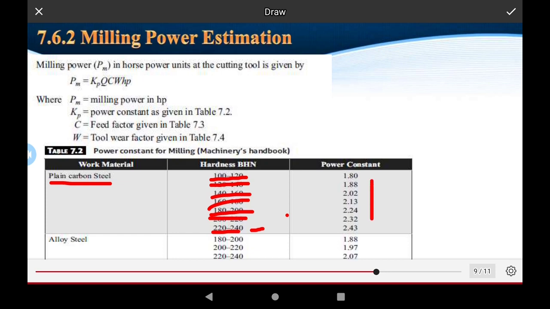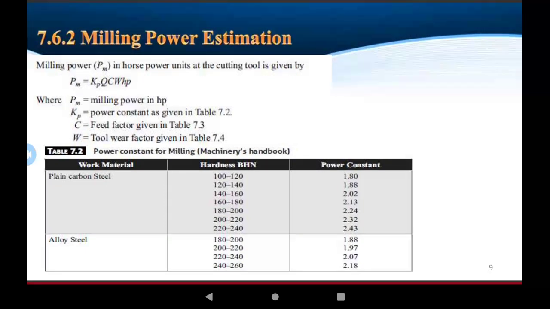Suppose the Brinell hardness number of the material is 100 to 120. The power required is 1.80 horsepower. As the Brinell hardness number of the material increases, the material strength is also increased, so the power required for the milling operation is also increased.